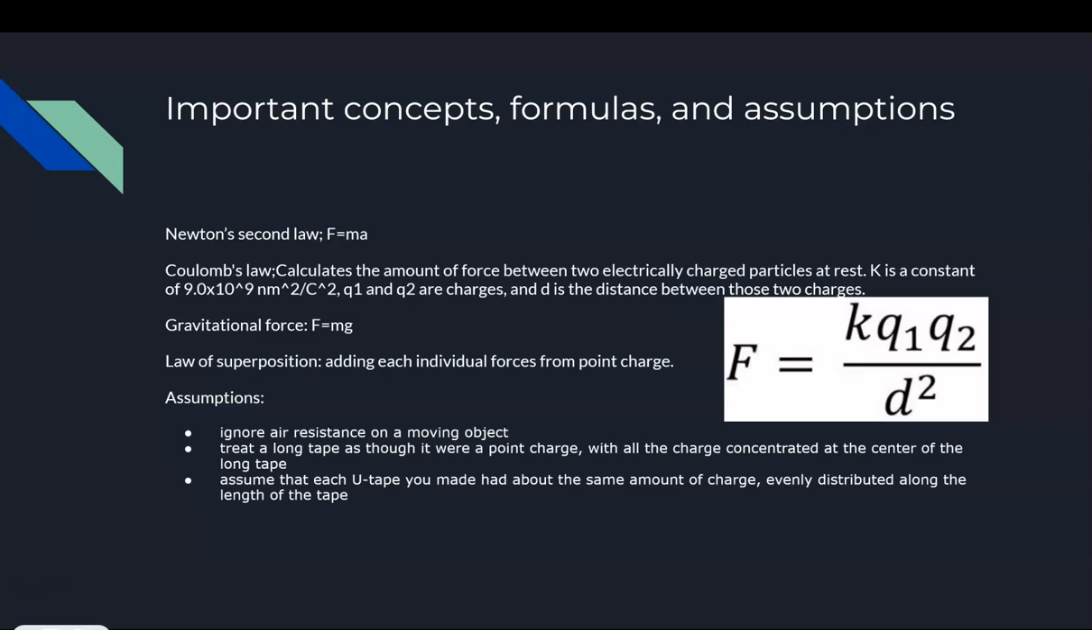Some important concepts, formulas, and assumptions. Newton's second law and gravitational force being connected together. Coulomb's law using those forces connecting together to actually find charges. Law of superposition basically being able to let us add each individual force from a point charge all together to make one long strain of multiple different sections across the entire tape and not just in one certain section. The assumptions we're going to have, we're going to ignore air resistance on the moving object, so the tape.